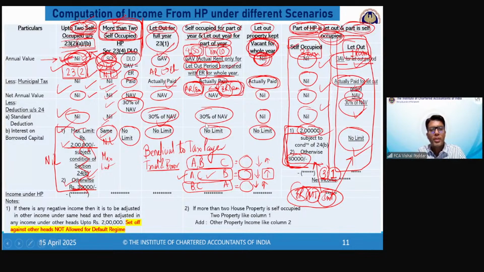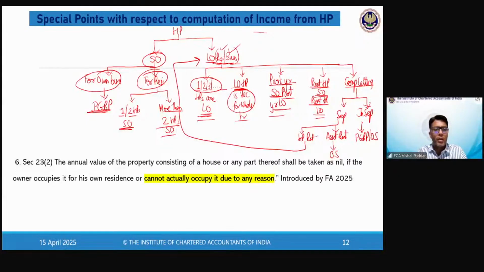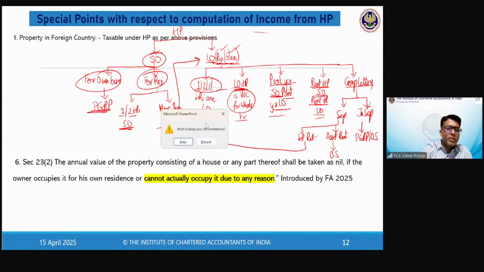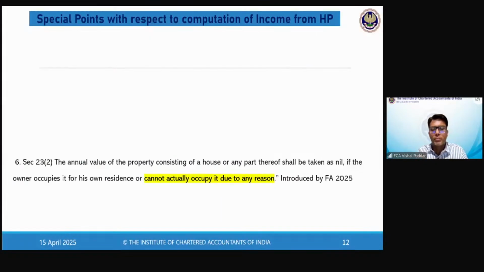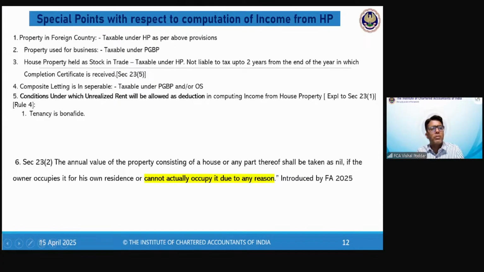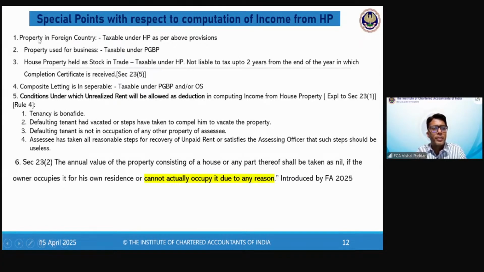So see, students, these are the different case scenarios. Now, there are some more special points. We'll discuss that so that this whole part will get completed. So what are these special points? First, your HP is in a foreign country. It makes no difference. If it is taxable under the head HP, as per the provisions, you will apply all the above provisions that we studied.